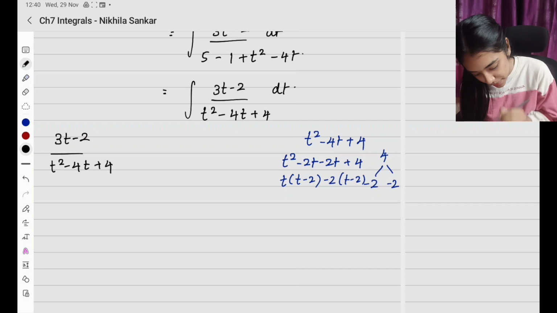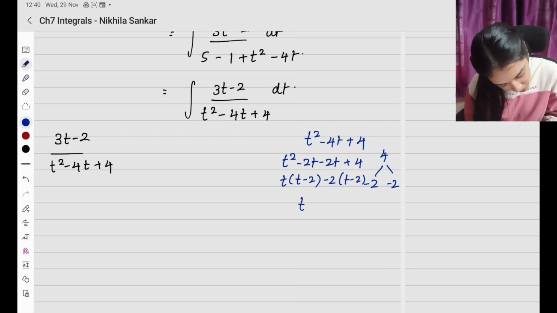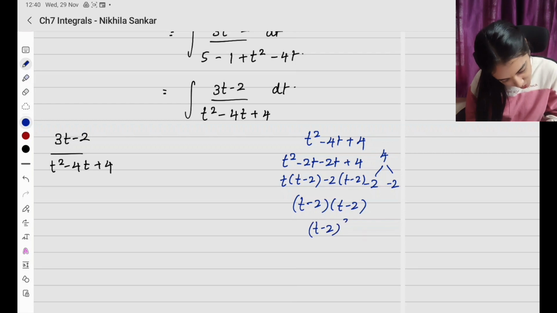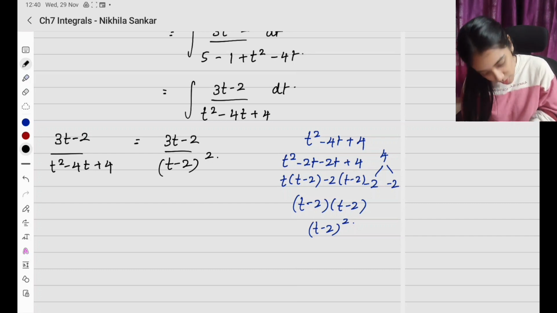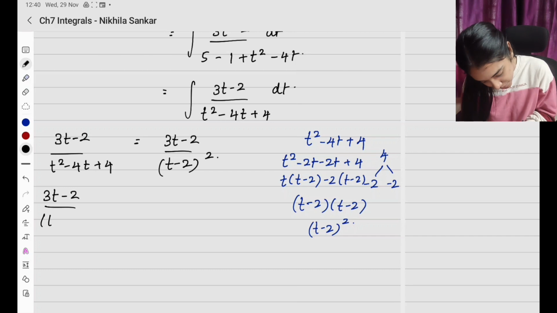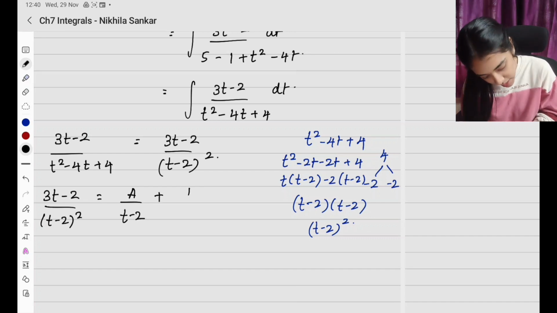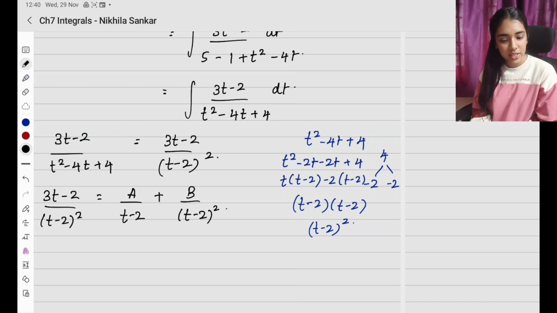Okay? So basically, this is nothing but t minus 2 times t minus 2, which is t minus 2 the whole square. So we have to write the formula. So this is going to be 3t minus 2 divided by t minus 2 the whole square. How do we set up this kind of question? Do you remember? So 3t minus 2 over t minus 2 the whole square can be split as a divided by first t minus 2, and only then b divided by t minus 2 the whole square. Understood?